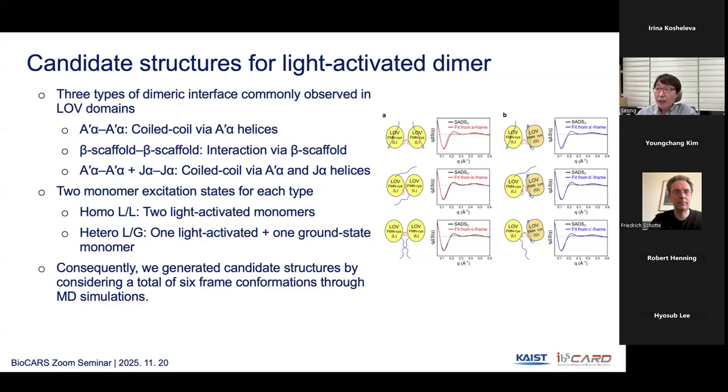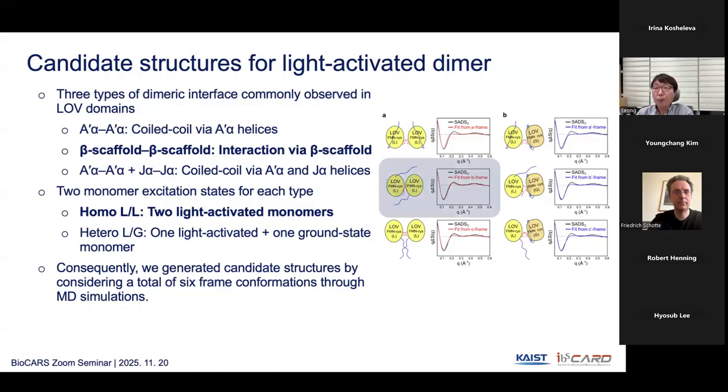For each interface type, we also consider two monomer states. Both monomers are light-activated, shown in the left panel denoted as A, which we call homo light-light, LL, or one light-activated and the other in a ground state, shown in panel B, called hetero L and G. By combining these possibilities, we generate six candidate dimer structures, and using MD simulations, we evaluated them to identify the most likely light-activated dimer configuration.